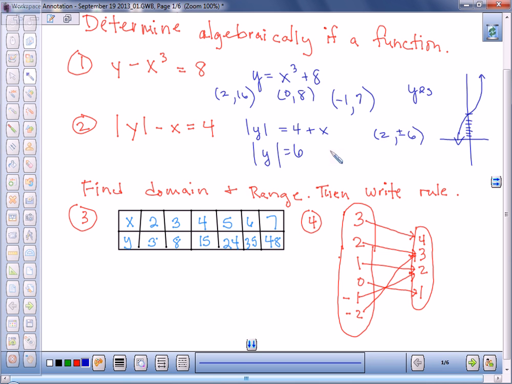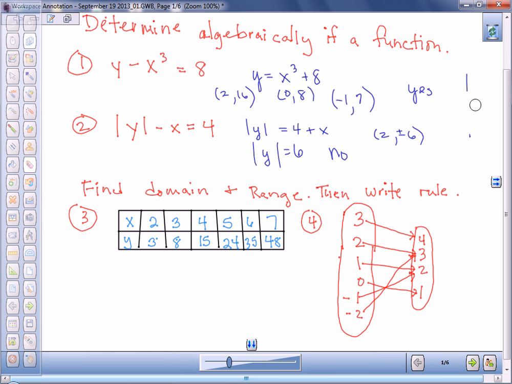And if I graph this one, this one's going to look like this. A V pointing sideways. Does it fail the vertical line test? Yes, it does. Okay.